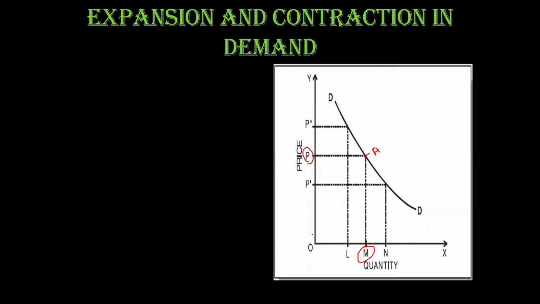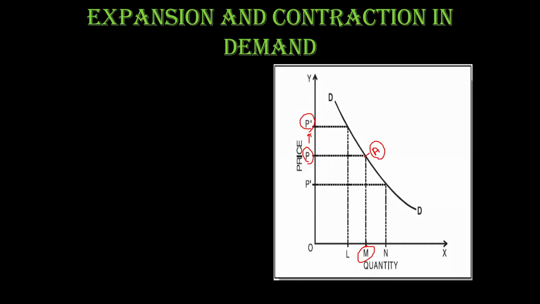OP price છે, OM quantity છે, આ બંનેને કનેક્ટ કરીએ તો we can see કે point A જેટલી લેવલ ઉપર એક પોઈન્ટ ક્રિએટ થયો ડિમાન્ડ કર્વ ઉપર, બરાબર. હવે suppose the price of the product is increased, it has become OP double dash. OP માંથી increase થઈને કેટલું થઈ ગયું? OP double dash price થઈ ગયા.